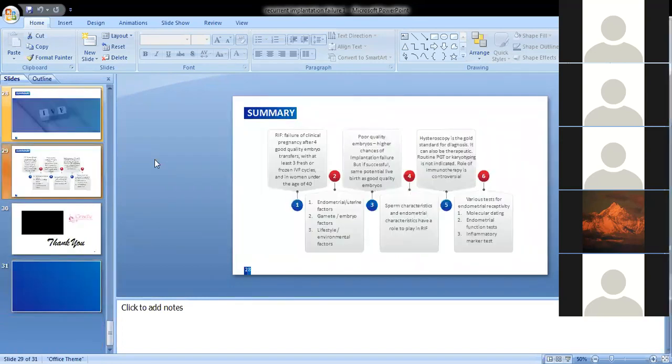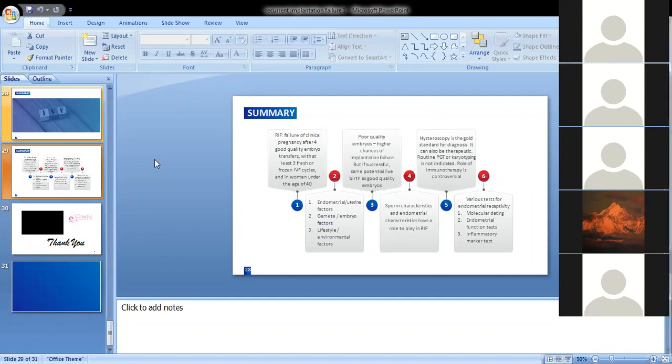To summarize all this: recurrent implantation failure is a failure of clinical pregnancy after 4 good quality embryo transfers with at least 3 fresh or frozen IVF cycles in women under the age of 40. There are endometrial or uterine factors, gamete or embryo factors, and other environmental or lifestyle factors. Poor quality embryos have higher chances of implantation failure, but if successful, have the same potential of live birth. Parental characteristics and endometrial characteristics have a role to play in recurrent implantation failure.